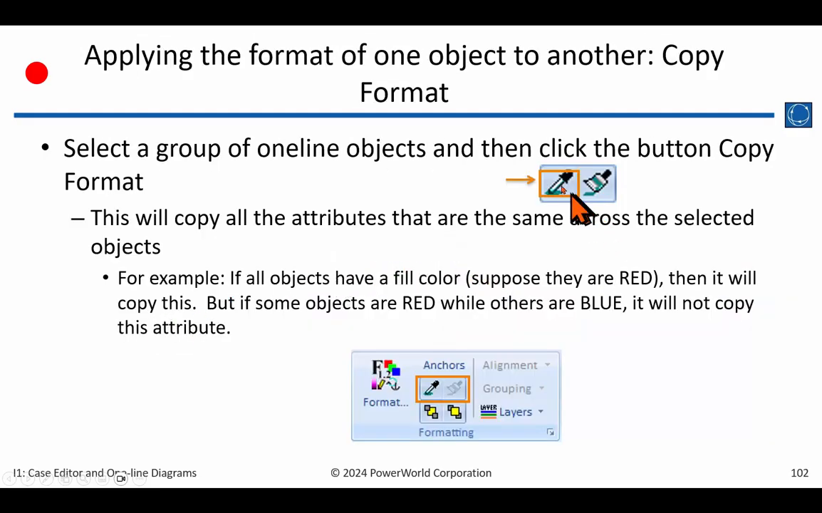And there's also these eyedropper and paintbrush on the formatting section of the ribbon there. It works similarly to how it does in presentation software, where you can select an object that has the source formatting and then click the eyedropper and then select some other objects that you want to receive that formatting and then click the paintbrush to put it across.